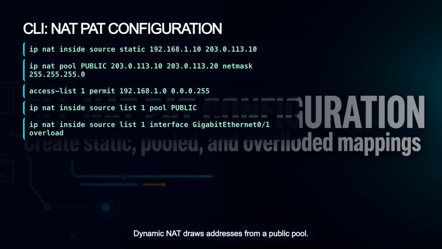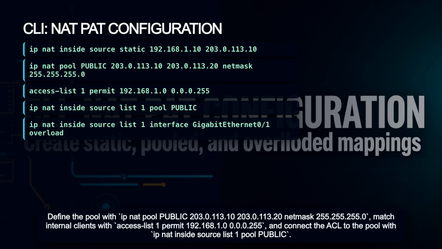Dynamic NAT draws addresses from a public pool. Define the pool with ip nat pool public 203.0.113.20 203.0.113.30 netmask 255.255.255.0. Match internal clients with access-list 1 permit 192.168.1.0 0.0.0.255, and connect the ACL to the pool with ip nat inside source list 1 pool public.